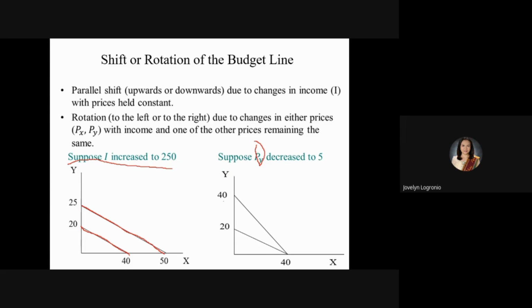Again, rotation of the budget line happens if any of the prices of X and Y will change. But shifting of the budget line will happen if the income of the consumer changes.